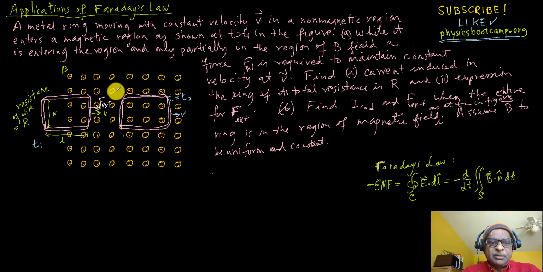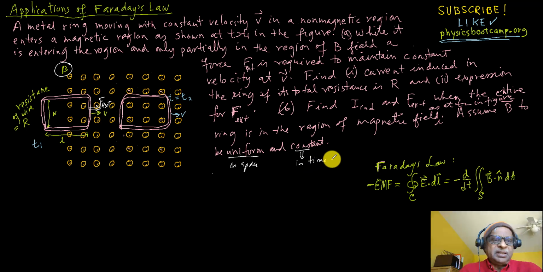Then at another time, you have the ring moving at constant v, but the entire region has magnetic field, and the magnetic field is uniform. It's the same value everywhere. If it was not uniform, there would be an additional effect, but I'm talking about just a uniform magnetic field. By uniform I mean the magnitude of the magnetic field is the same, and by constant I mean the magnetic field is not changing with time. So uniform in space, and constant refers to time.